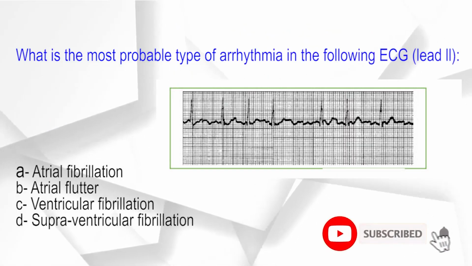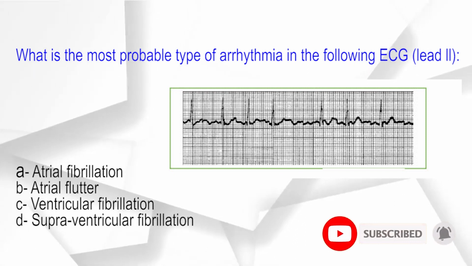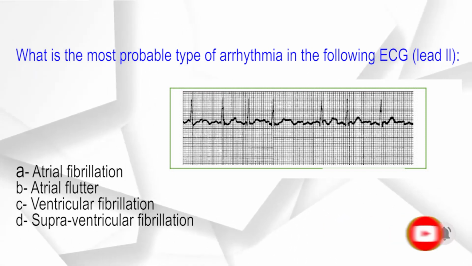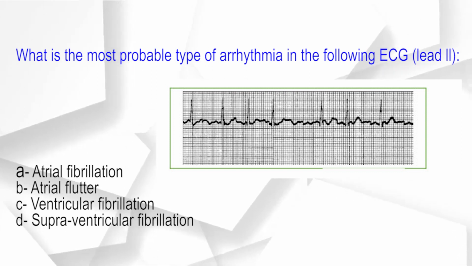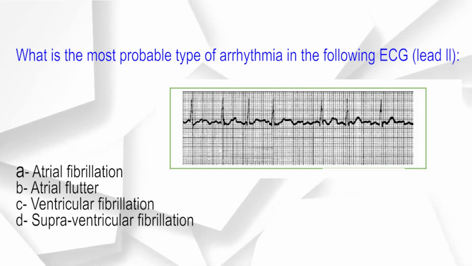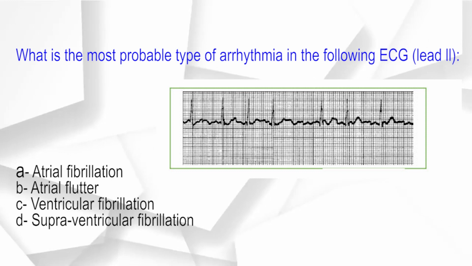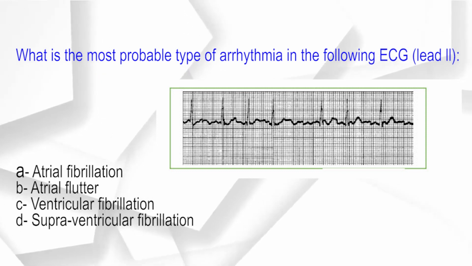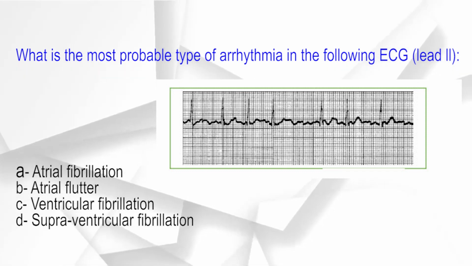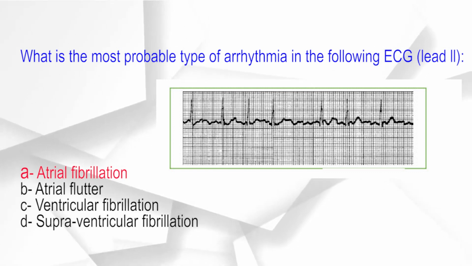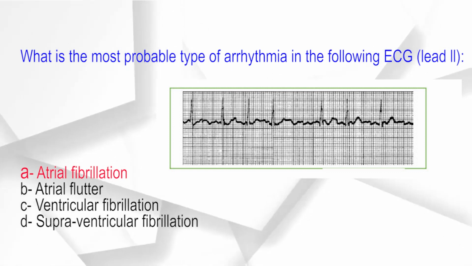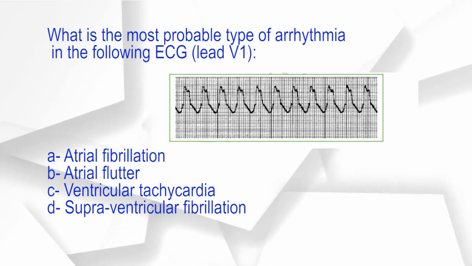Guys, here our next question. What is the most probable type of arrhythmia in the following ECG lead? Answer. The options are A. Atrial fibrillation, B. Atrial flutter, C. Ventricular fibrillation, D. Supraventricular fibrillation. And the correct answer is option A. Atrial fibrillation.